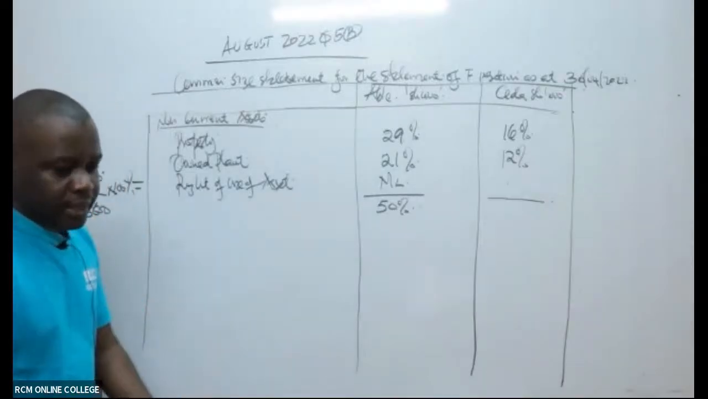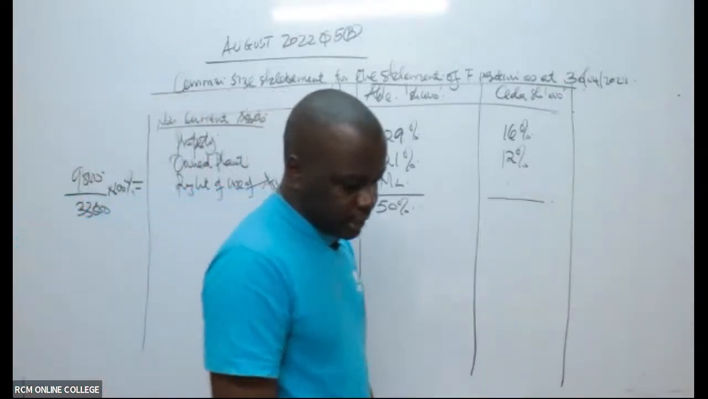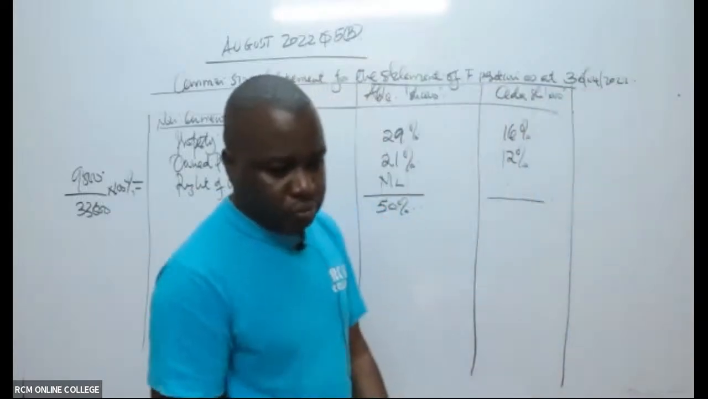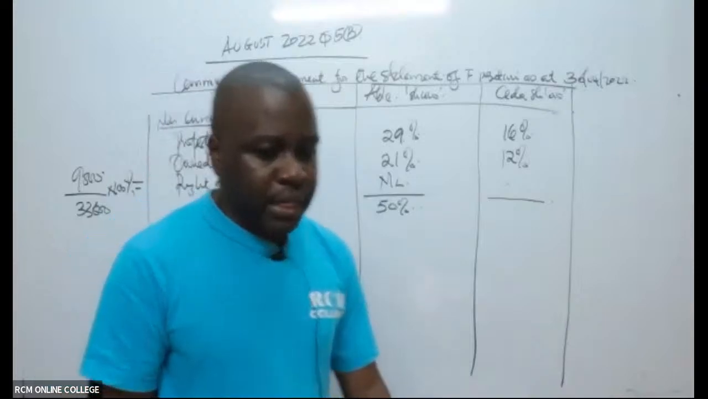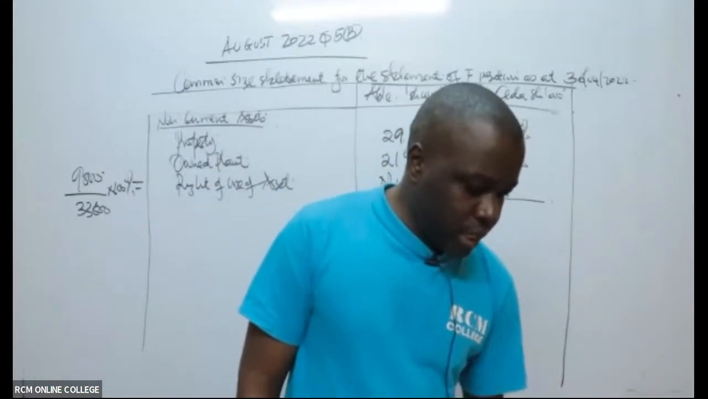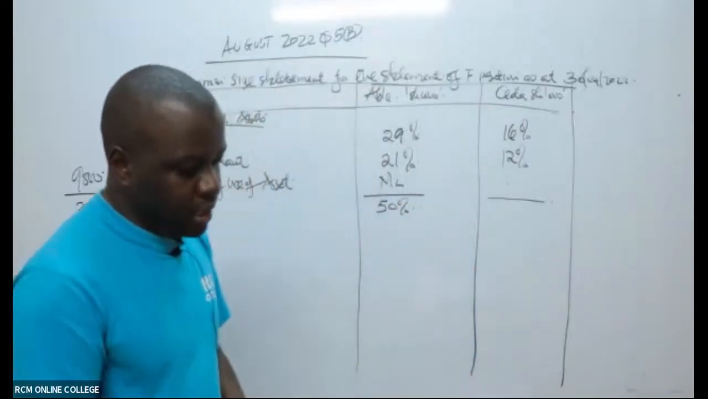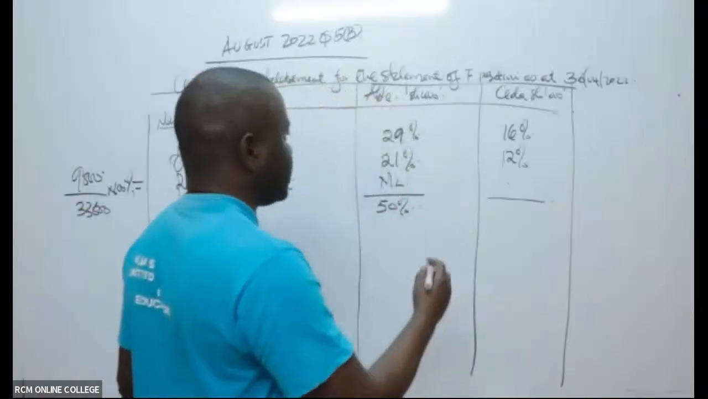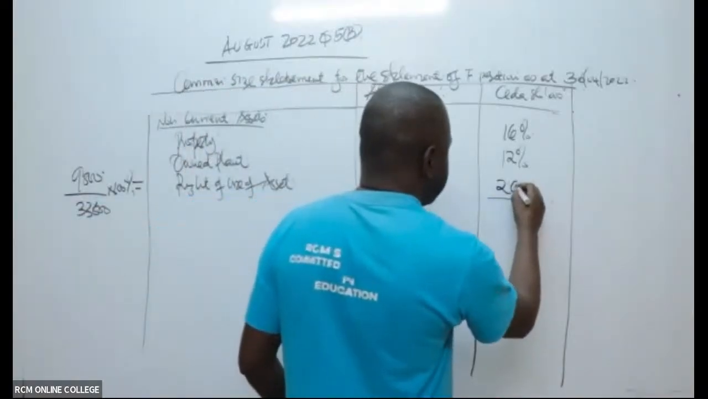The total figure for the assets, you can see down there. It is 33,600 and of course 66,500. So that should be the best figure you use, Gitonga. Hope we are together. So this one is 26%.